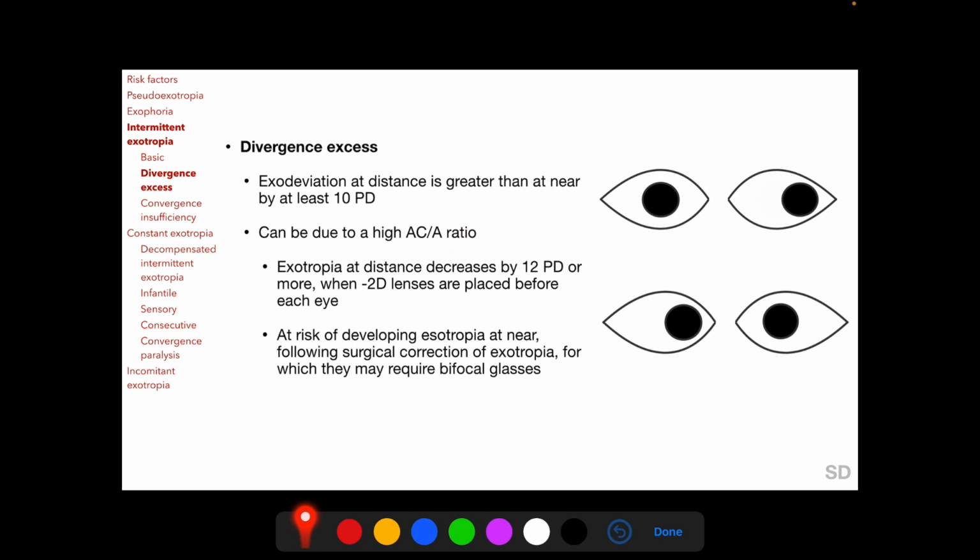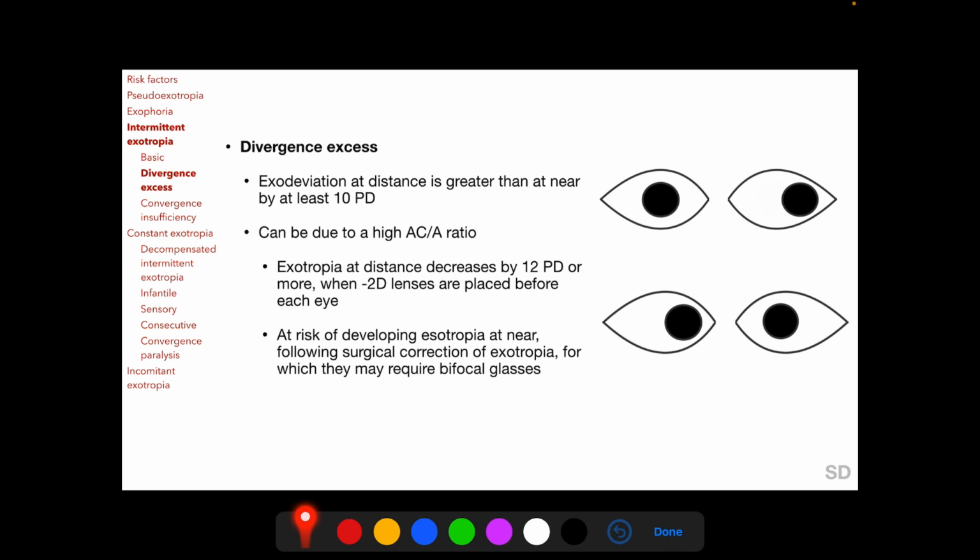Divergence excess intermittent exotropia with high AC/A ratio can be diagnosed when the exotropia at distance decreases by 12 prism diopters or more when -2 diopter spherical lenses are placed before both the eyes. Minus powered lenses make the eyes hyperopic and induce accommodation.